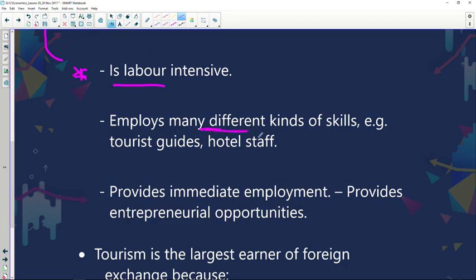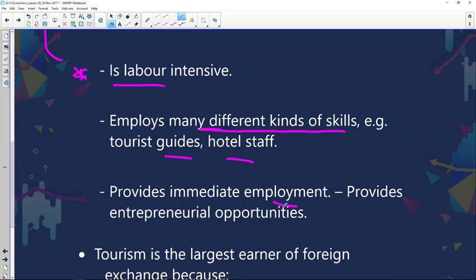It employs many different kinds of skills. You get tourist guides, you get the hotel staff. So there's a range of skills that are needed in this particular industry. And most of them are not really your sophisticated skills. People just require a little bit of training around the area that they'll be working in, and then from there they are good to go to start working there. So it's nice to see that there are all different kinds of skills that are required, and that they're not just looking for a specific set of skills.